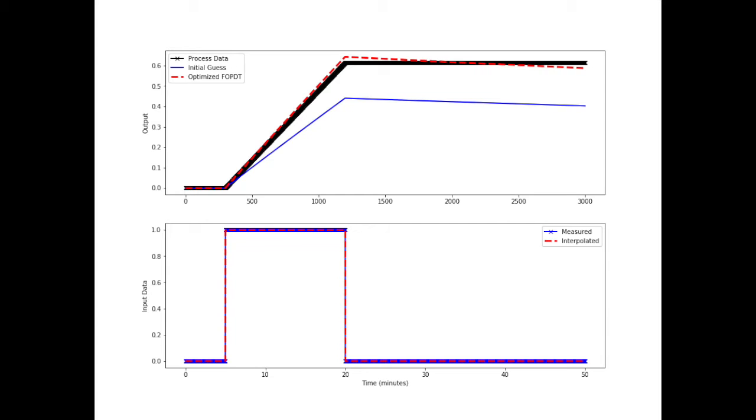We chose to start by using an FOPDT model and ran a regression to find values for the Kp, tau p, and theta p parameters. This resulted in this fit that you can see here. Unfortunately, when we had our valve go to 0, the FOPDT model was unable to keep a 0 slope, but instead wanted to decrease the amount of liquid inside of the tank.